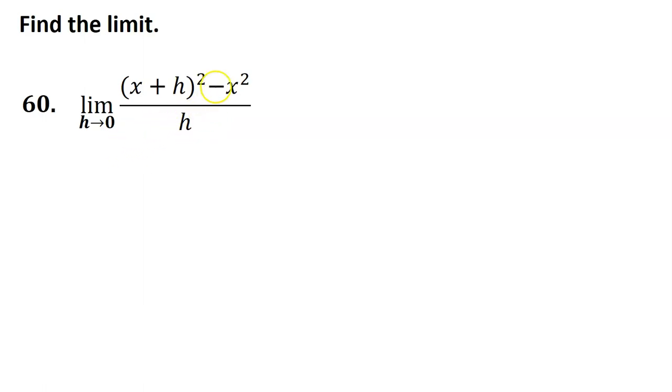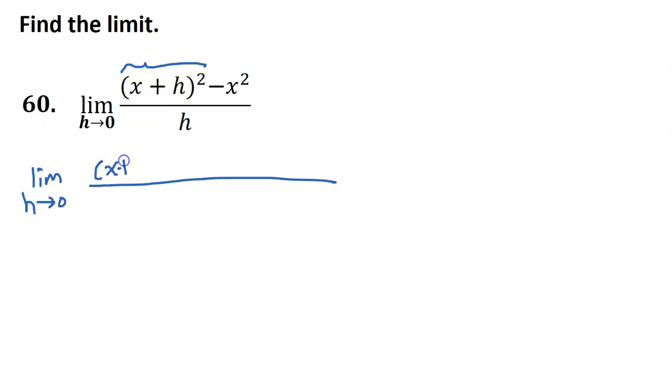So for this particular one, I don't see any radicals or anything, so we're not going to multiply by the conjugate. So what am I going to do? Maybe we can simplify this part of the expression just by multiplying it out. So let's rewrite this as the limit as h approaches 0 of, and x plus h squared is the same thing as x plus h times x plus h, and then we still have our minus x squared over there.